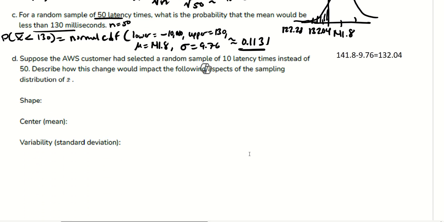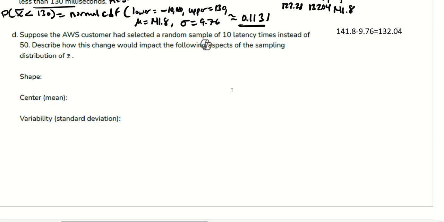All right, let's look at the next problem. Part D: suppose the AWS customer had selected a random sample of 10 latency times instead of 50. How would this change impact the following? The shape would change, because n is now 10, which is less than or equal to 30. So it would fail that condition, and it's no longer going to be approximately normal.